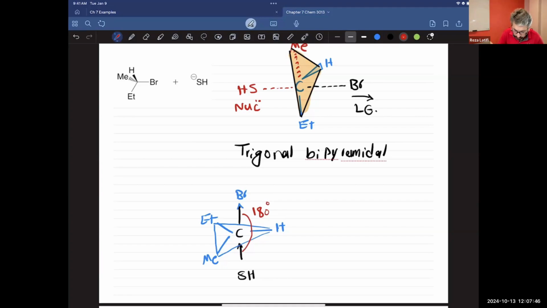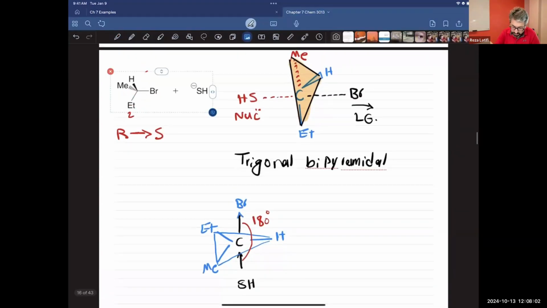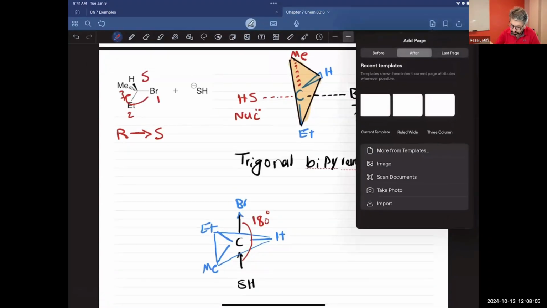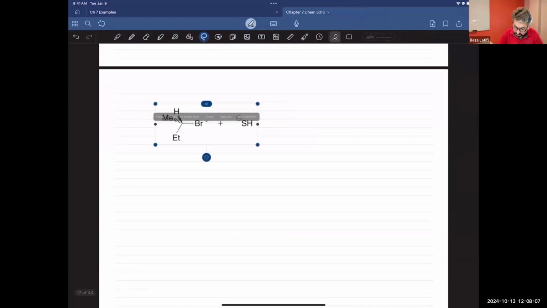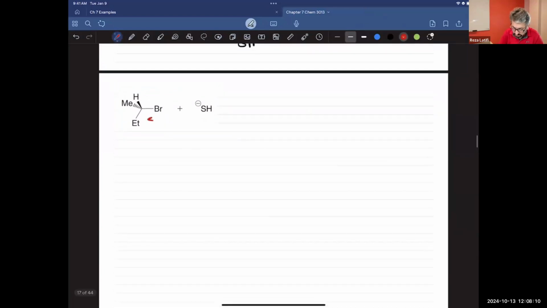For now, I have 1, 2, 3. This is going to be R, but because hydrogen is facing toward me, it will be S. So the starting configuration is S. And what's going to be the configuration of the product? The configuration of the product will be this one. So I started with S configuration, and for the product you simply add the SH from the opposite side, and right now it's inside the plane.